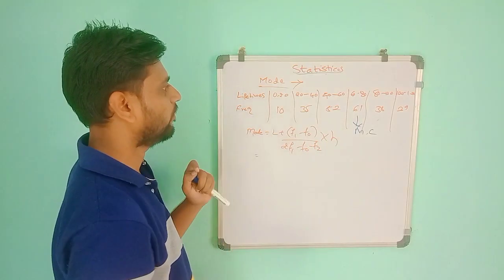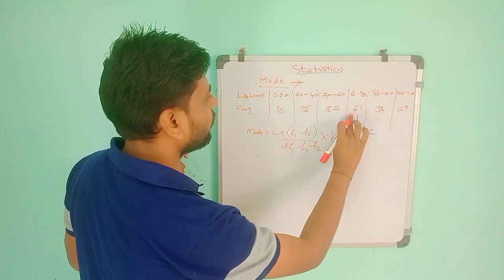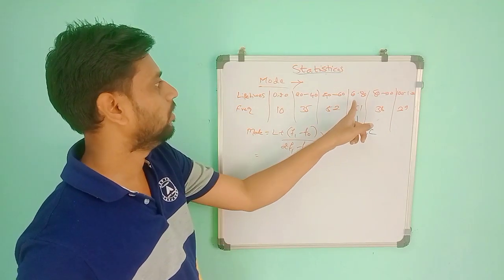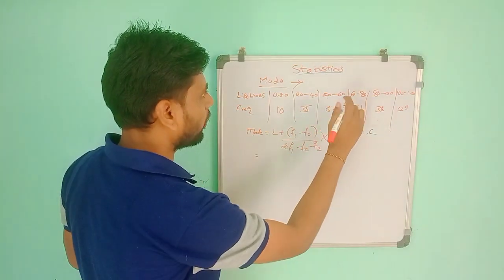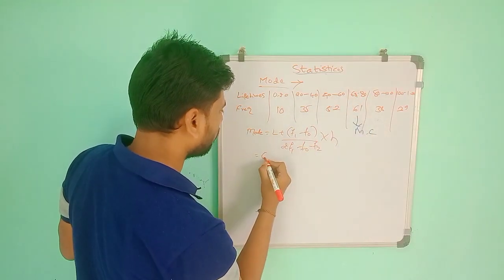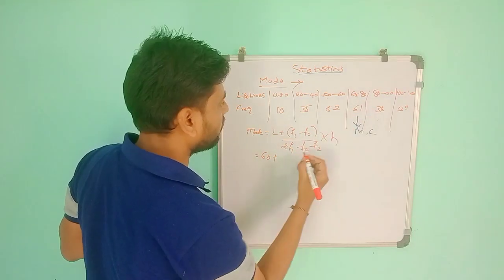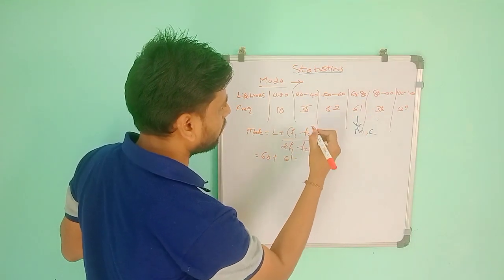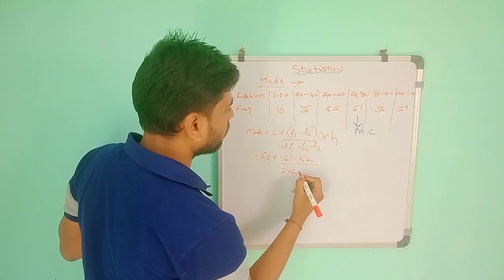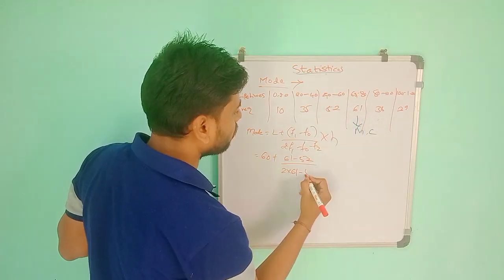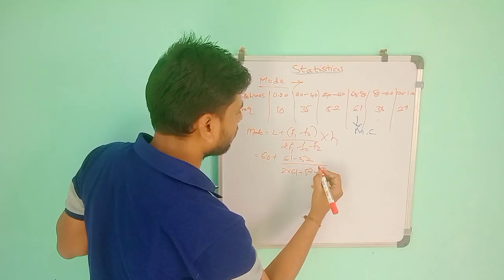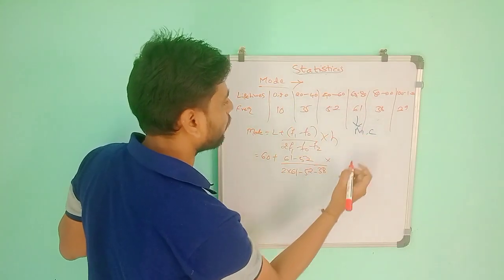L is the lower class limit. The maximum frequency is 61, and this is the class interval of the lifetime hours, 60 to 80. The lower limit is 60. So 60 plus F1, which is 61, minus F0, the previous one, that is 52, divided by 2 into 61 minus F0, 52, then minus the succeeding F2, that is 38, into class interval 20.